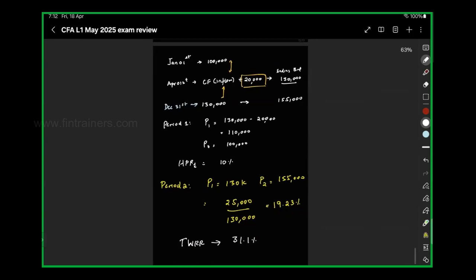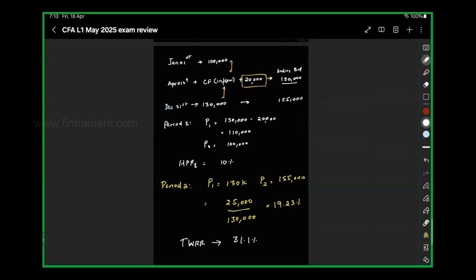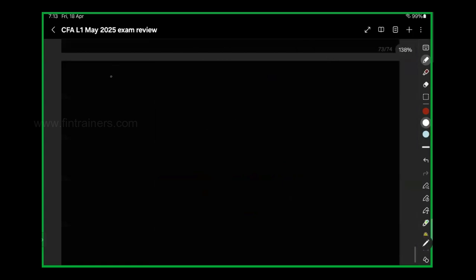And again, for the second period, you will have to include the starting value with that 20,000 of cash flow. So for 130 here, we should not subtract that 20,000 because the starting value is, in fact, the asset value of 130,000. And then from there, we are moving to 155,000. So holding period return will be 25,000 on the initial starting value on April 1st of 130, which is 19.23. Then you just link it and your total time-weighted return is 31%. Make sense? Now let's do a multi-year.